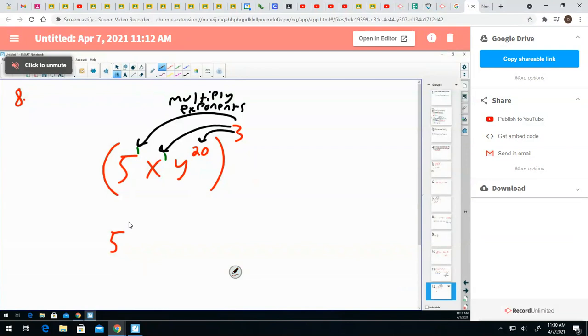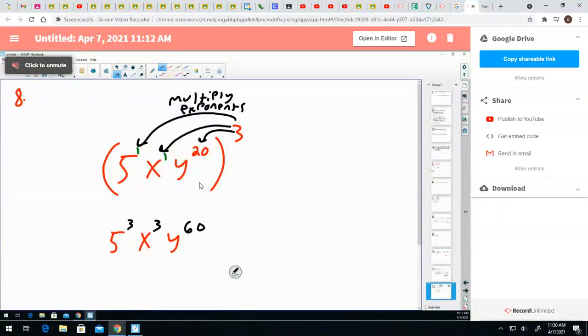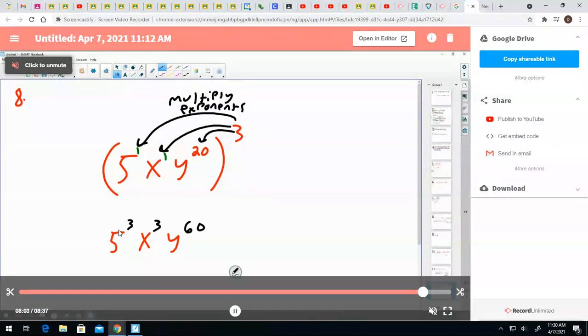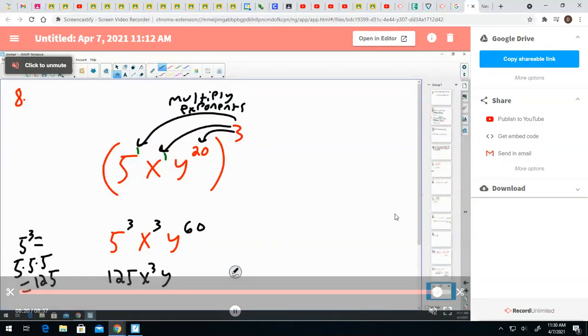So we have 5 to the 3rd, x to the 3rd, y to the 60. And remember, if you don't see 5 to the 3rd, you might have to multiply it out. So 5 to the 3rd is 5 times 5 times 5, which is 125. So this would be equal to 125 x cubed y to the 60.